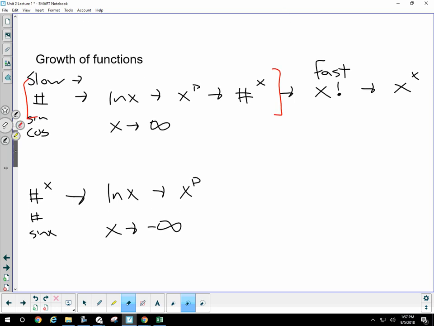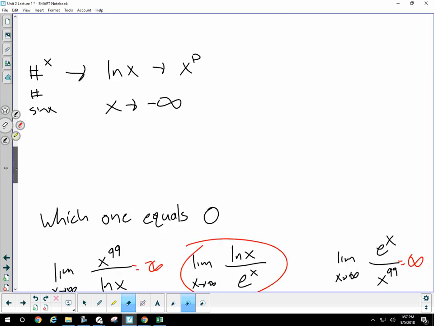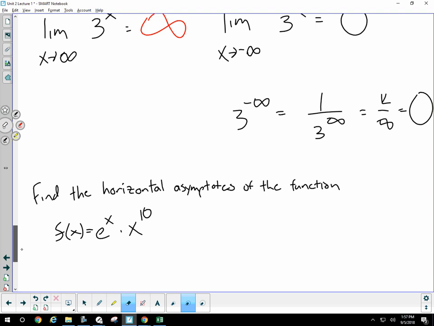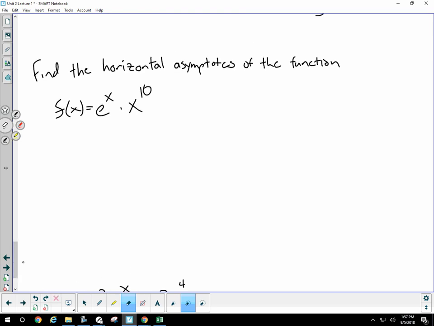So this is when we could have multiple horizontal asymptotes that are not just infinity or negative infinity. Take a look at e to the x times x to the 10th. Find the horizontal asymptotes. Well, I find the limit as x approaches infinity and the limit as x approaches negative infinity. That's the key to finding the horizontal asymptotes. Figure out the end behavior. What's going on to the left and to the right.